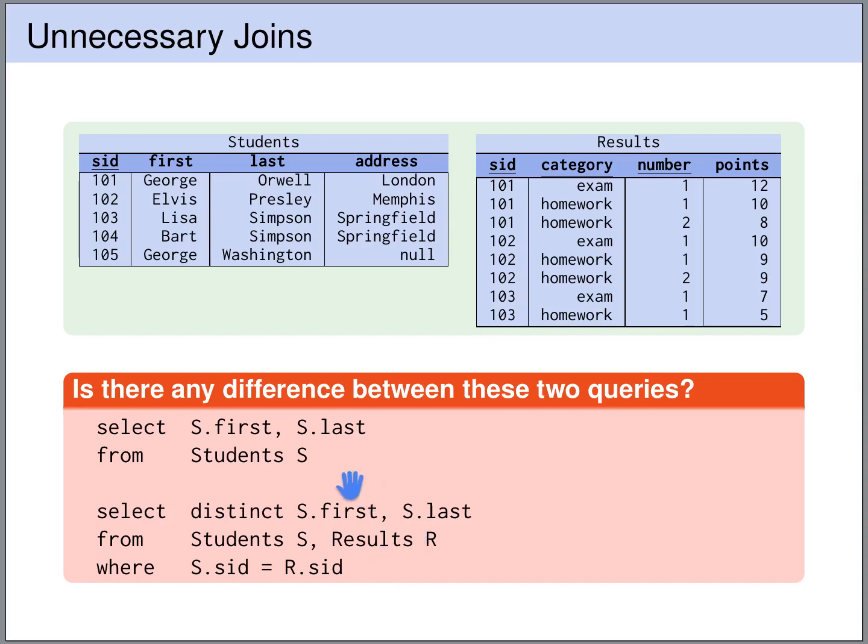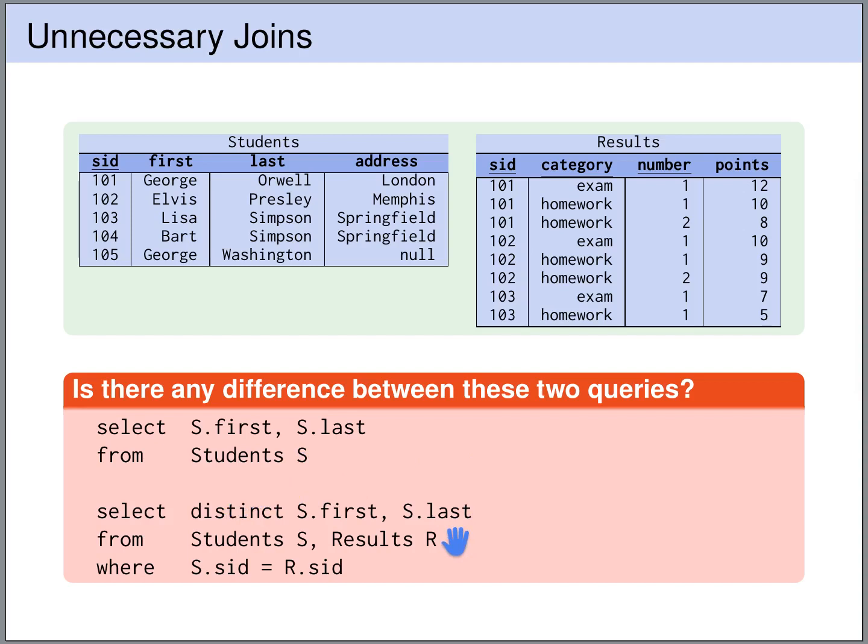Again in this query we select the first and the last name of the student in output, and we have this extra keyword distinct here. The distinct says if the output contains duplicate rows, then the duplicates are removed. So every row appears only once in the output. So for the moment, let's assume there's no keyword distinct. So let's ignore the distinct. Then what's the difference between these queries without the distinct?